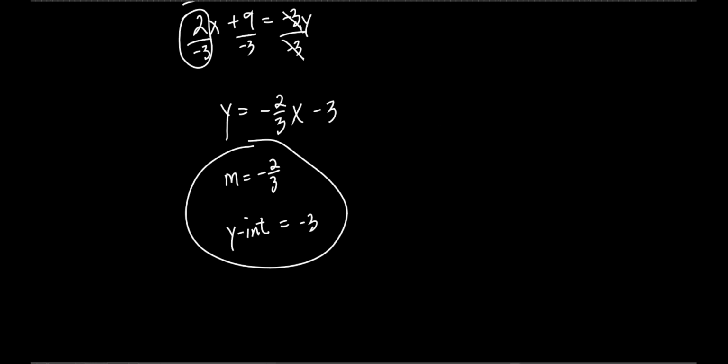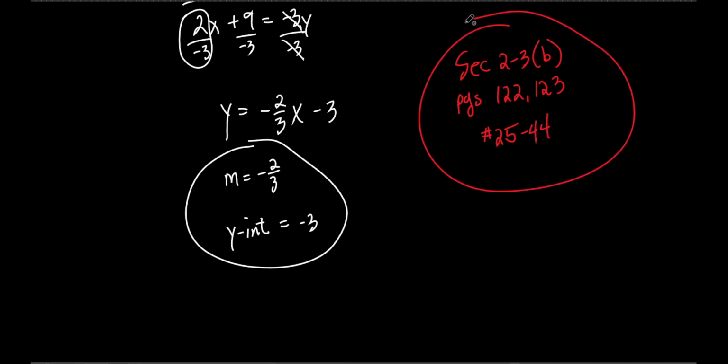Your homework. Now we're ready to do 2.3B. Remember, we're like a day behind now because we took too long yesterday going over the homework problems. So this is actually on Tuesday's day on the lesson plan. So it's 2.3B, pages 122, 123, and it's 25 to 44. All right, that's your homework. That is due tomorrow, which is Thursday. All right, that's all I got.